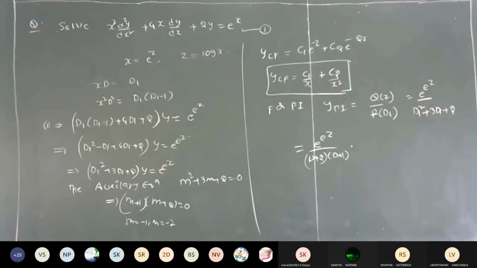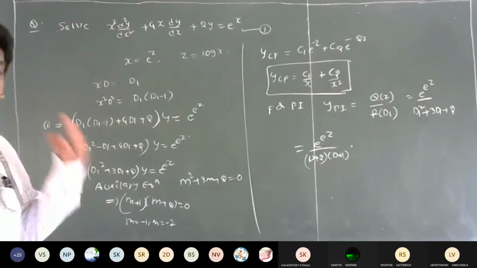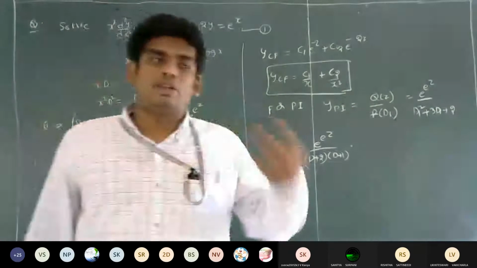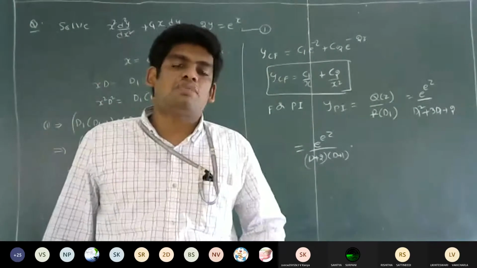Is it of type what, ma? We have type 1, e power z. But here it is e power z, so it is not related to any of the discussed types. It is not related to e power z, or trigonometric type, or algebraic term, right?